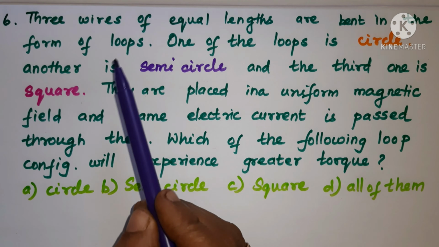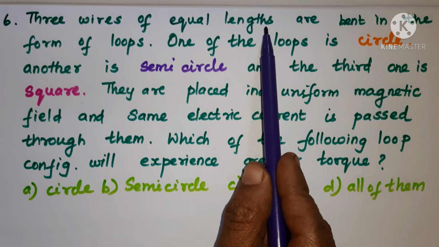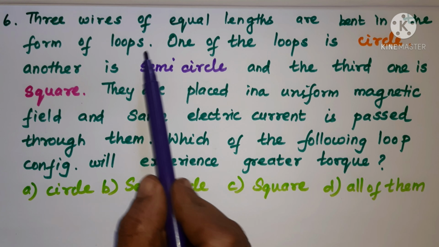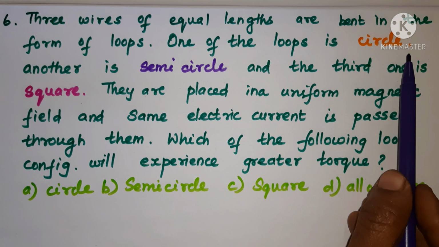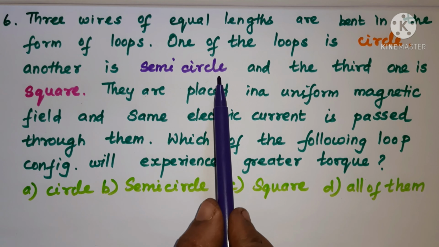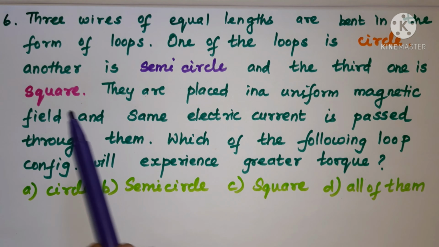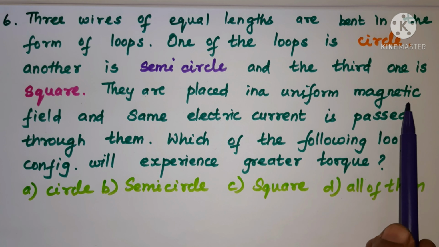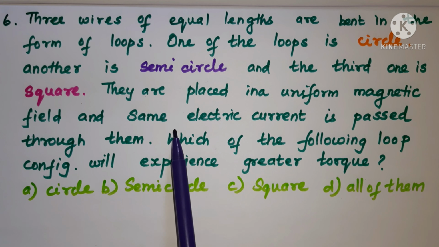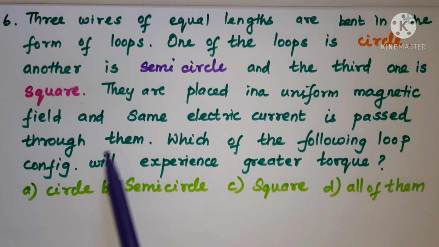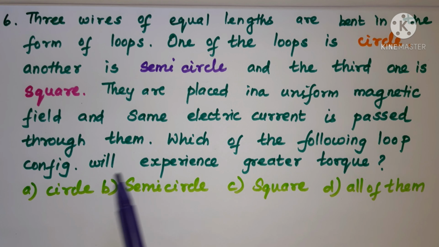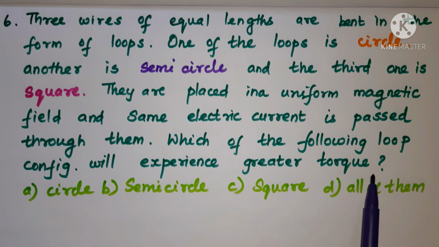Next one. 3 wires of equal lengths are bent in the form of loops. One of the loops is a circle, another is a semicircle, and the third one is a square. They are placed in a uniform magnetic field and the same electric current is passed through them. Which of the following loop configurations will experience greater torque?